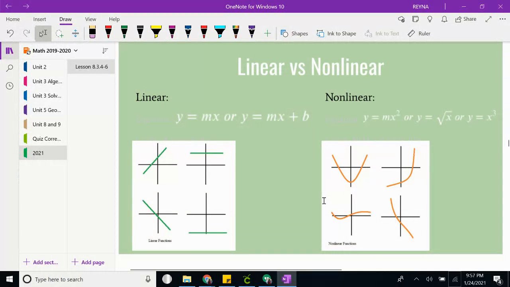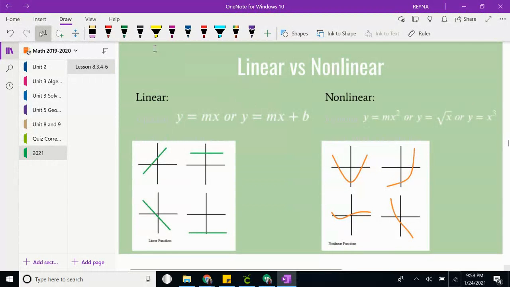Okay, so we had talked about this in semester number 1, but I wanted to give you guys a refresher. You might have also learned about this last year. It's the difference between linear and nonlinear. Linear is something that is constant, that creates a straight line when you graph it. Nonlinear is something that does not create a straight line. It can be curved, it can be wavy, it can be not continuous, so not constant.